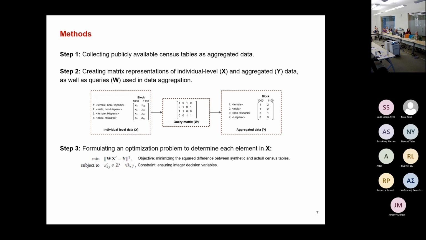After we create these matrix representations of individual level data, aggregate data, and the query matrix, we formulate an optimization problem to determine the value of each element in the individual level data matrix. And the objective here is to minimize the squared difference between synthetic and the actual census tables. And we use a constraint to ensure that we have integer decision variables.